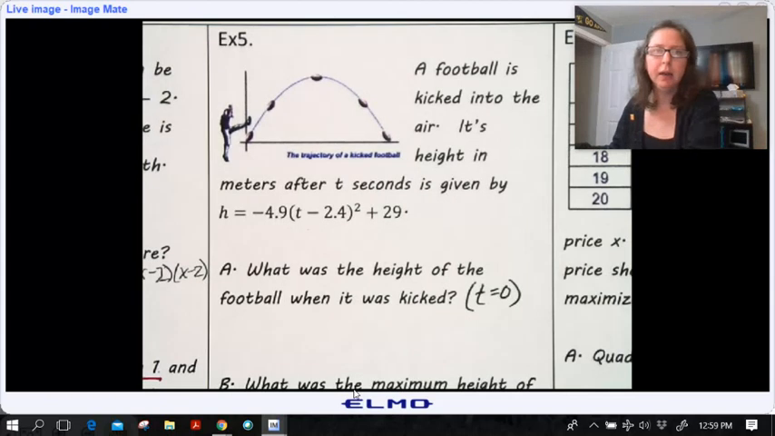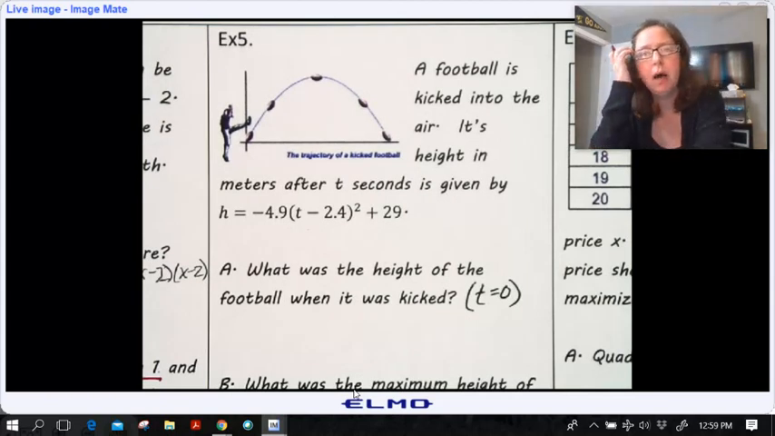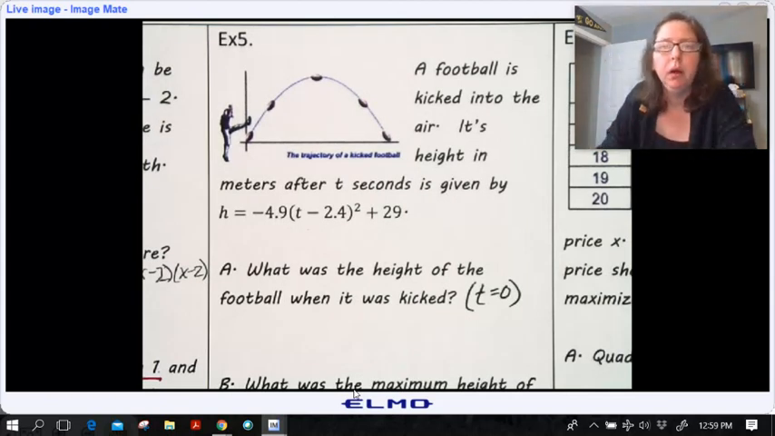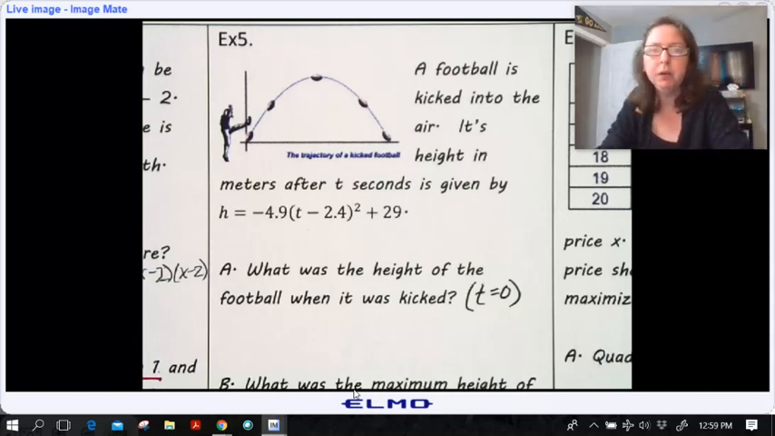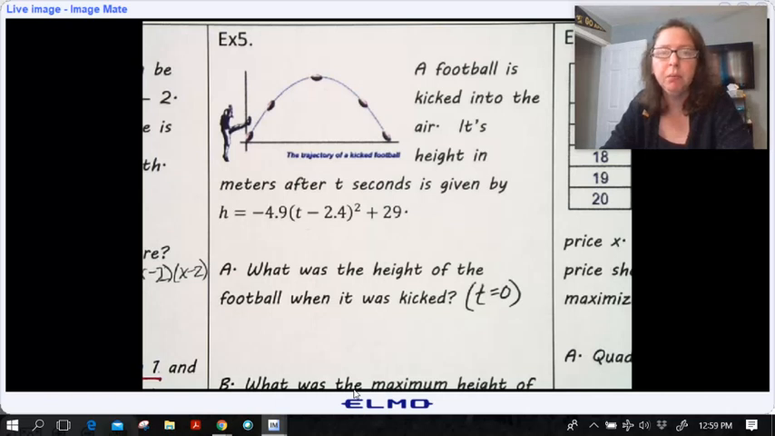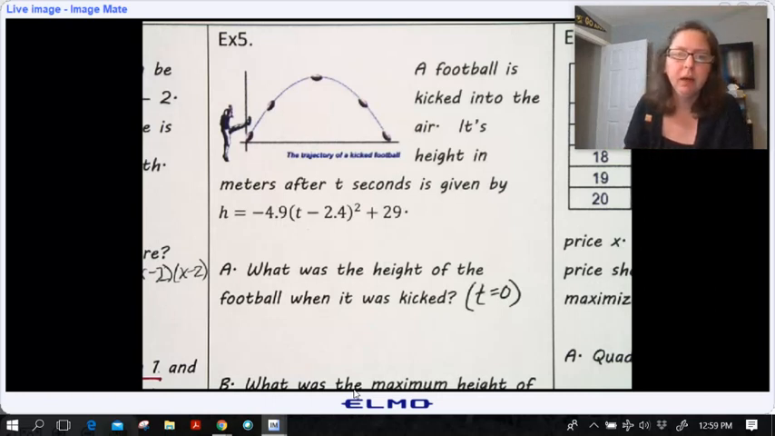So if you're following along with me in the guided notes, we are now on example 5. A football is kicked into the air. Its height in meters after t seconds is given by this formula or equation. So they've already given me the equation. What was the height of the football when it was kicked?